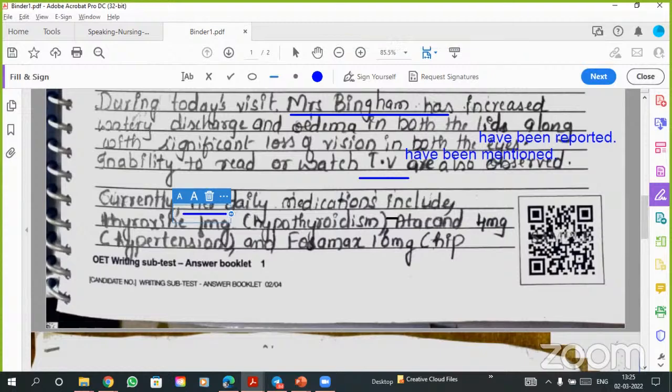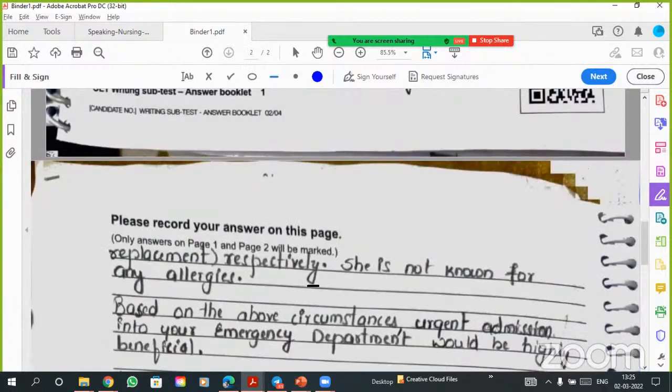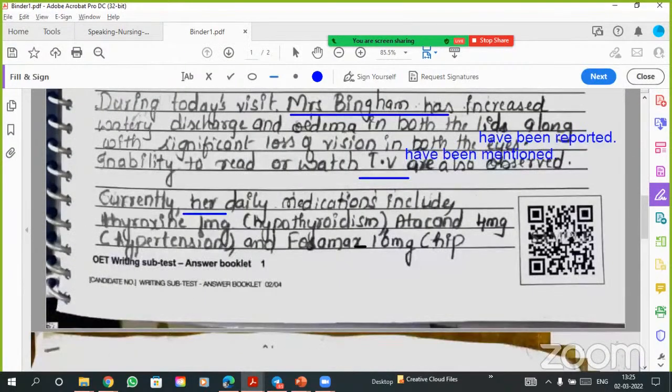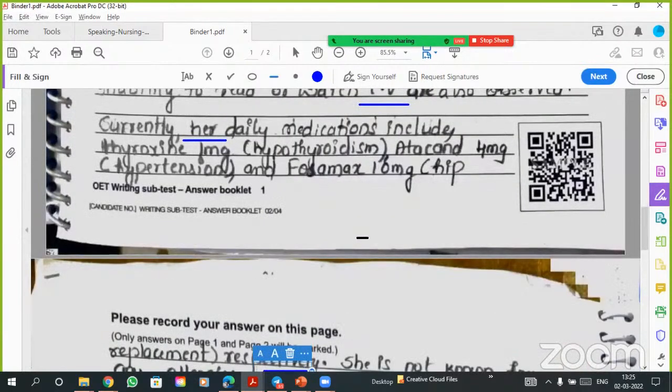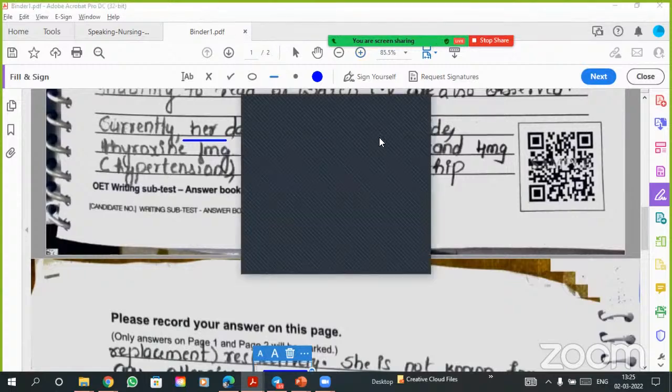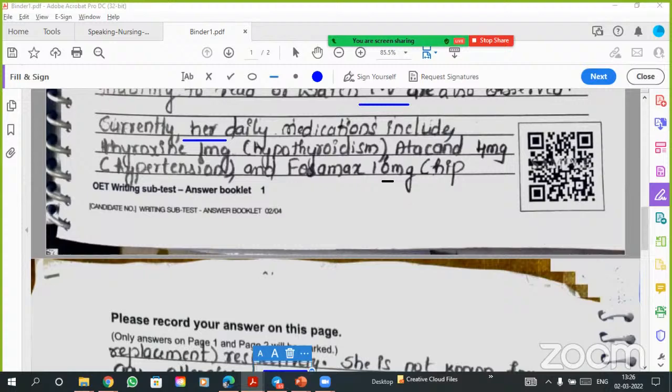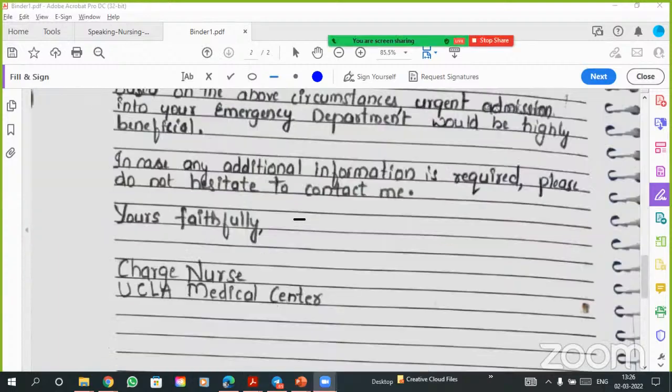The current medications include thyroxine, Atacand, and Fosamax for hypothyroidism, hypertension, and hip replacement respectively. Like that you have to write. Why did you write "respectively" without anything here? She requires A, B, C for X, Y, Z respectively. Now you understand, Renita? Do you understand what I'm telling? We need breakfast, lunch and dinner for the morning, the afternoon and the night respectively. Now you understand very clearly. Yes, sir. You can write. Okay, next one.